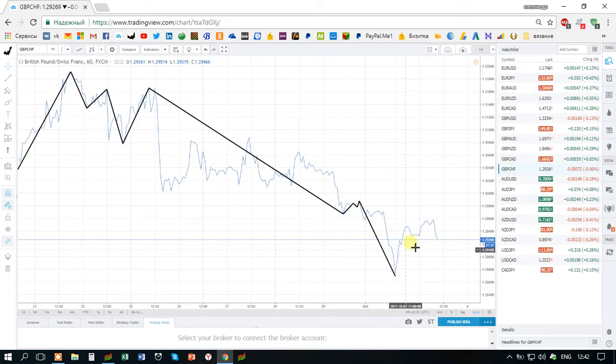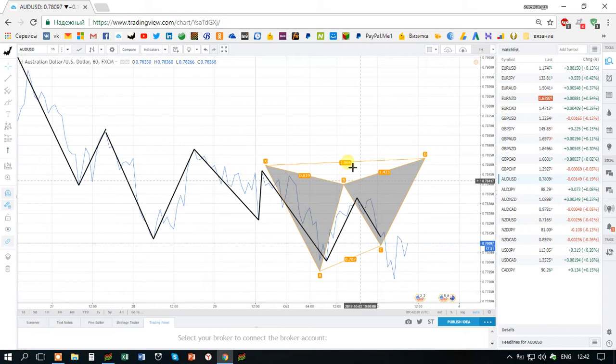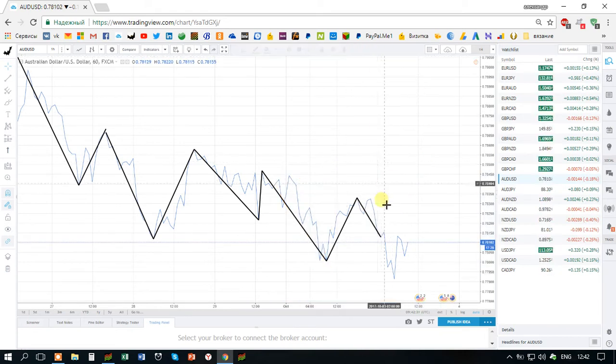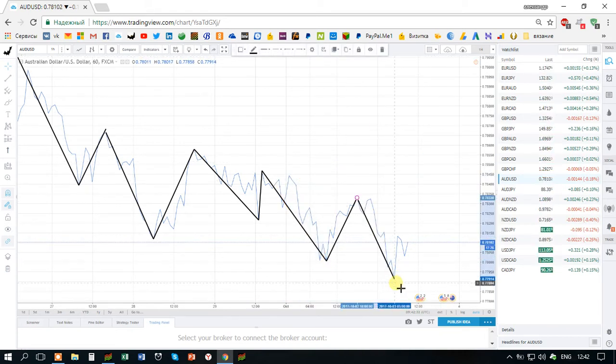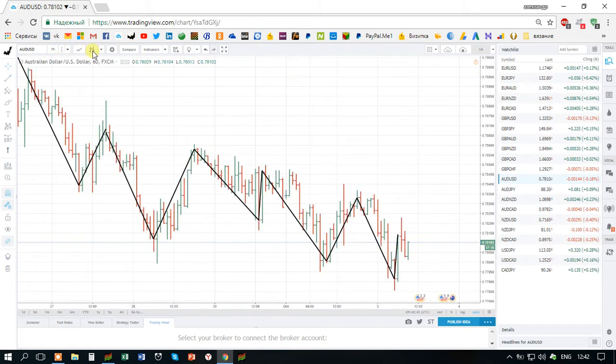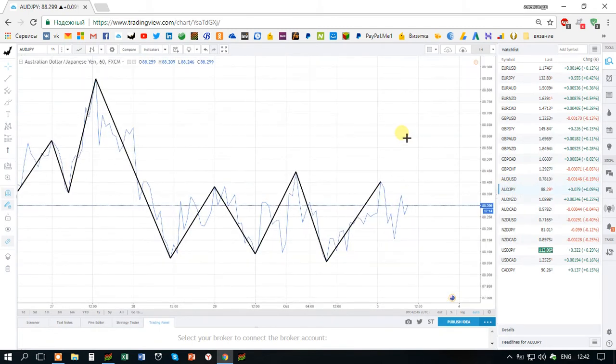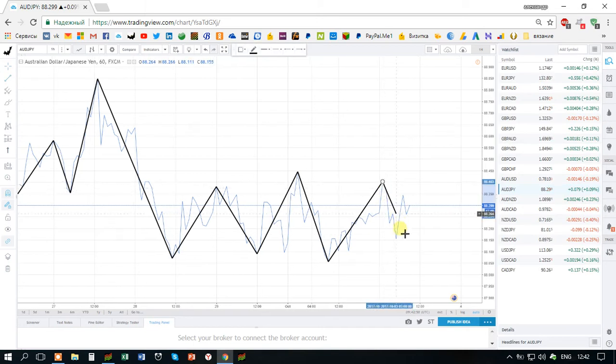Pound CHF, nothing happens. Aussie dollar, I had some kind of pattern that was setting up this way, but it was obviously invalidated, and we have it this way, and then we have it higher like this. So actually, what is it? No, we don't have a cipher pattern. Aussie yen is the next trading opportunity. It looks this way, from here to here.